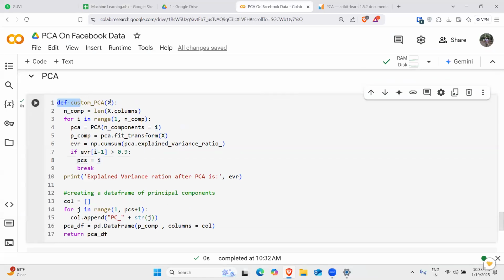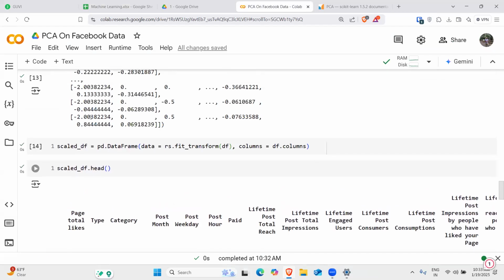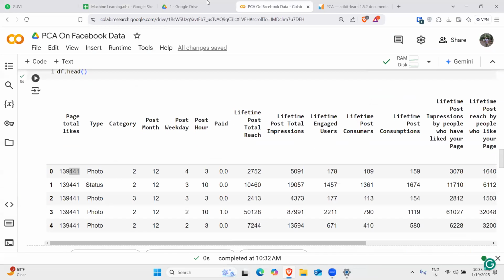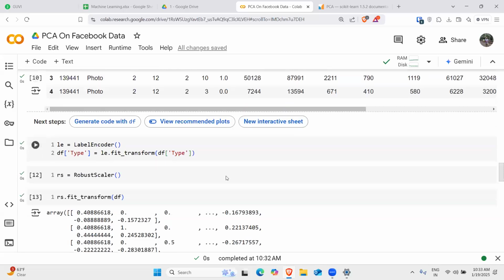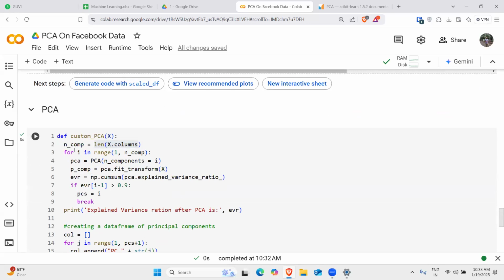Now I am creating a function in which I am going to pass only x. What is that x? The data frame basically. And n_components = len(x.columns). So whatever columns we have in the data frame, suppose in this data frame, how many columns do we have? We already discussed, right? It is 18 columns. So length of x.columns is going to be 18. Simple. Then for i in range(1, n_components).